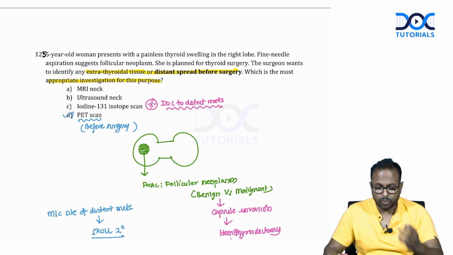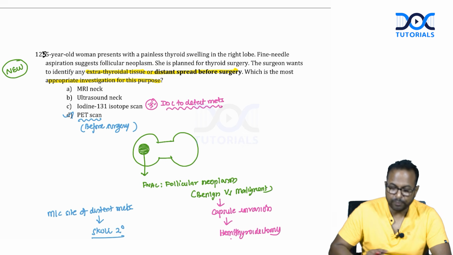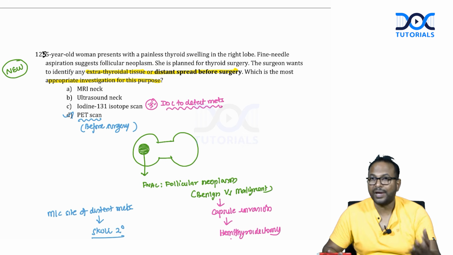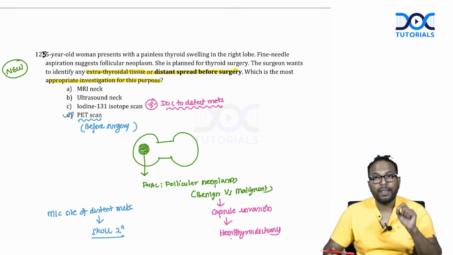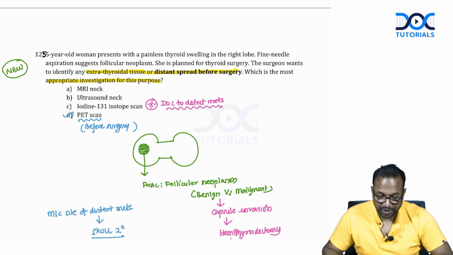So this is a new question, but the concept is old. Usually they'll ask you what is the investigation to detect metastasis, and the answer will be straightforward: radioiodine. But here they didn't mention after surgery; they have mentioned before surgery. So we should go for PET scan.